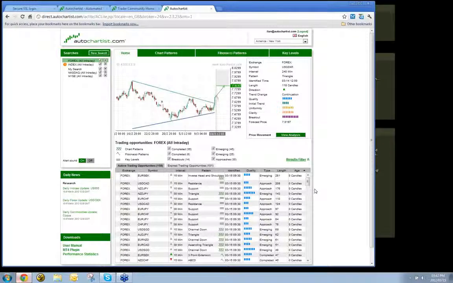You should look at each opportunity critically, of course, and add your own indicators to it and decide how you want to trade it. But according to Autochartist, these are all opportunities that are currently available to you in the market. I hope I've explained the age column.